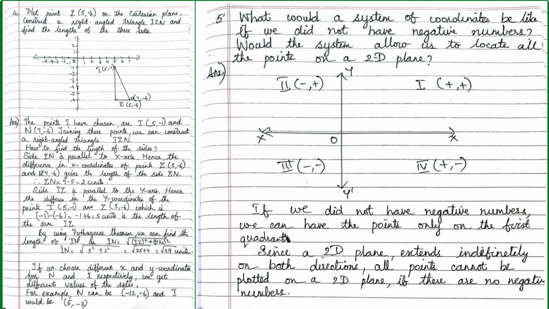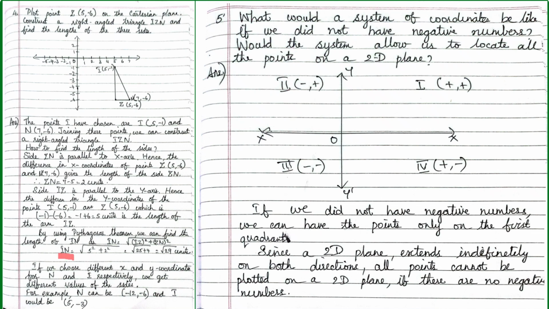How do we find IN? This is the only side which is left out for this particular triangle. This we can find out by using the Pythagoras theorem. We know the theorem very well. The length of the hypotenuse is equal to the square root of the sum of the squares of the other two sides. So based on that, we can find the value of IN as mentioned in this particular line.